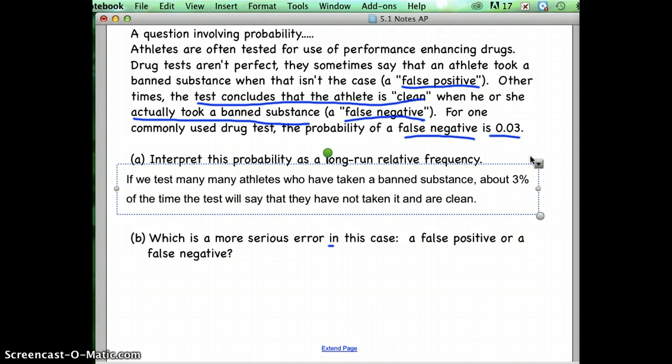So if we test many, many athletes who have taken a banned substance, about 3% of the time the test will say they have not and that they are clean. I hope you recognize that it's not just testing many, many athletes, it's specifically testing the athletes who have taken the banned substance.